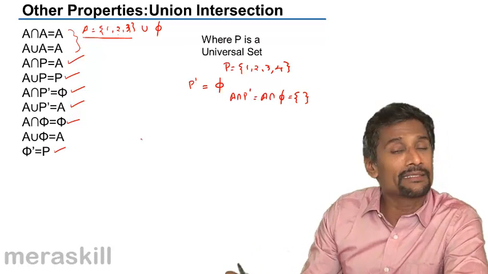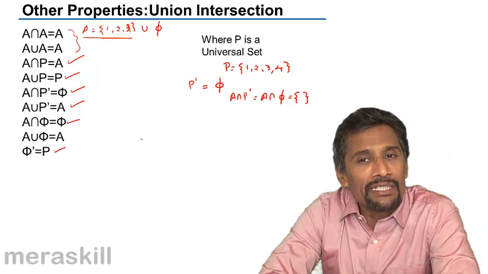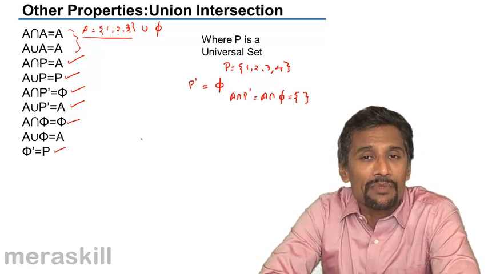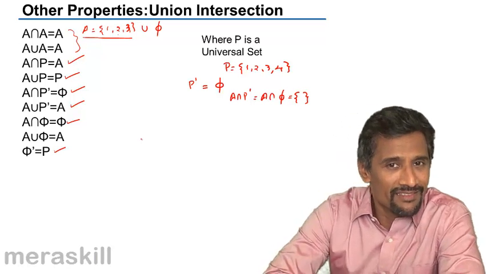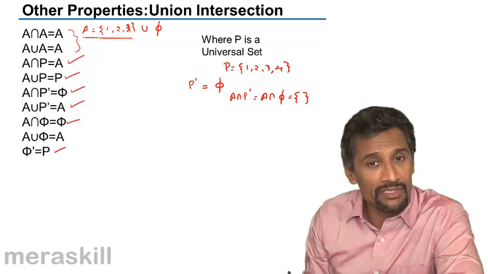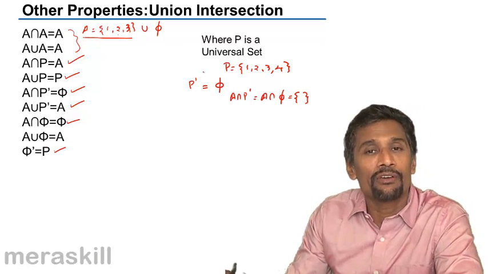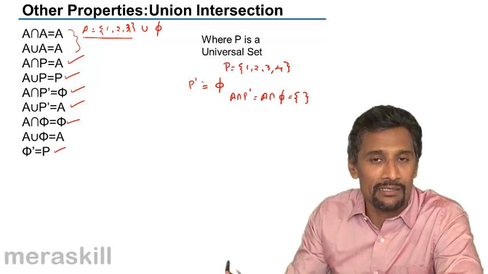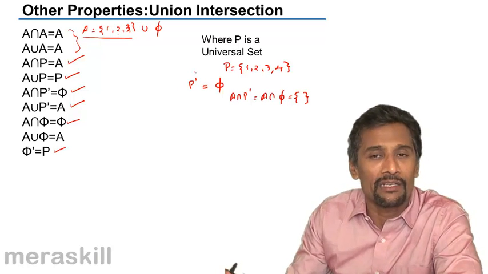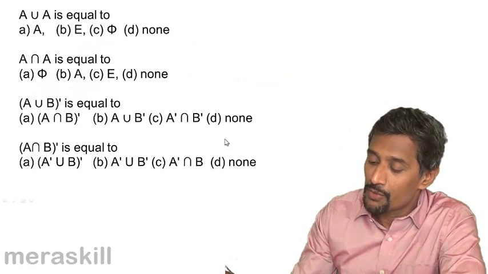So remember these things. Apart from that, there are other properties we did, that every set is a subset of itself. A null set is a subset of any set. Right? Okay. And complement of a null set is a universal set. Complement of the universal set is a null set. Union of any set with a null set is the set itself. Intersection of a set and a null set is a null set. Okay, so these are certain properties.